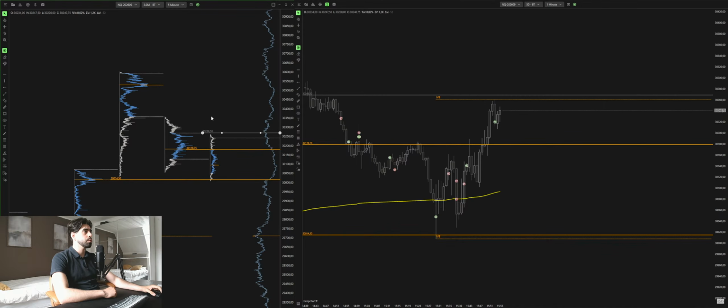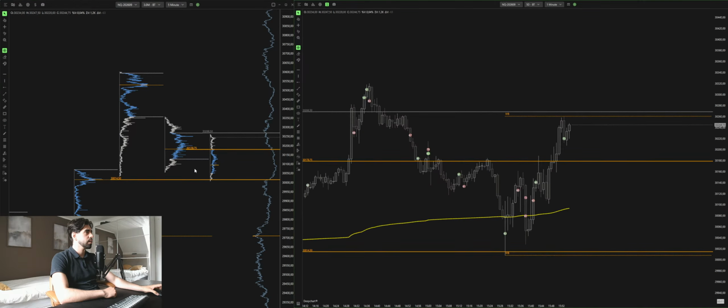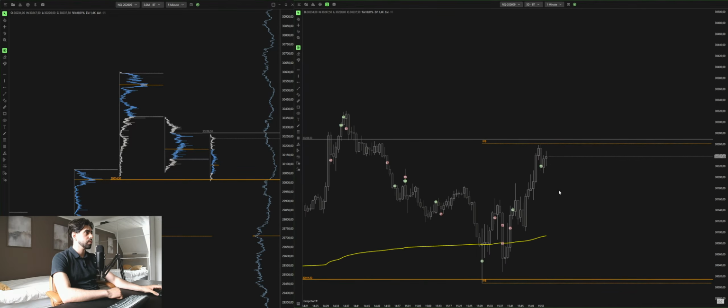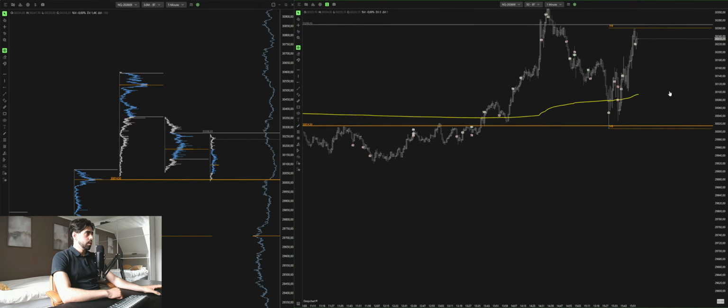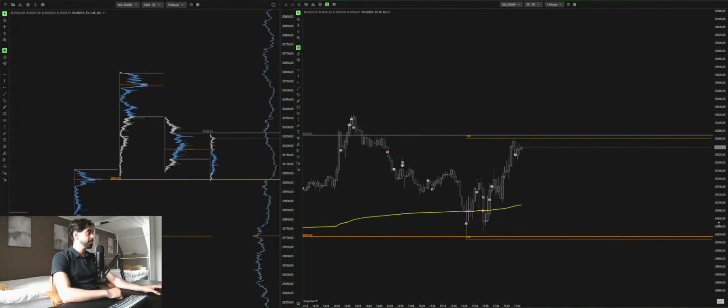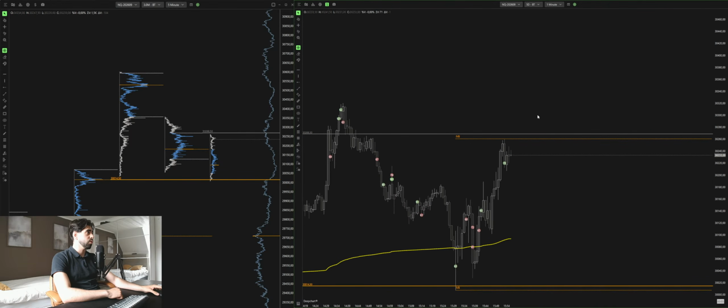What an awkward position to take a long, man. We touched value area. We touched POC from 3 days ago. The high volume node, and we got the rejection. We're above VWAP. I don't like this at all. We have value area high from yesterday. We have a high volume node right above as well.